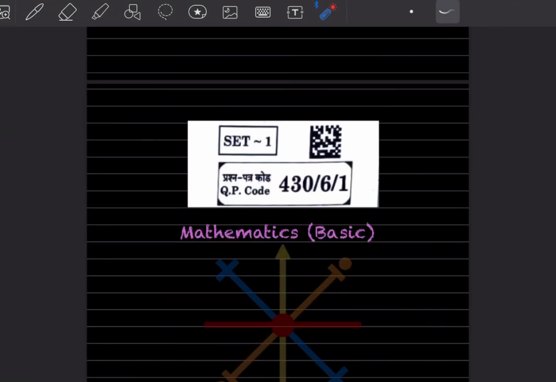So today we'll do the set 1 of this mathematics basic. So you can have a look at this code.